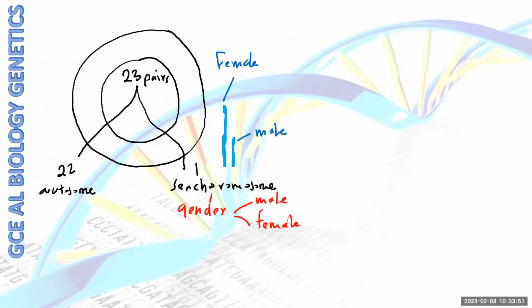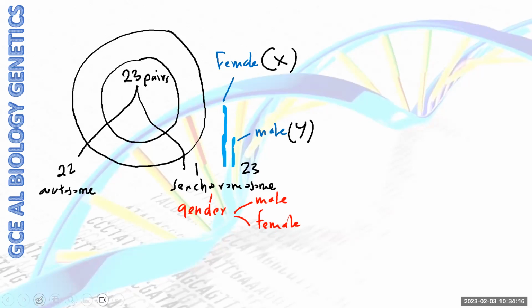And this is number-wise 23. The sex chromosome has number 23. Male one has a name called X, female has a name called Y. Male has X chromosome, Y chromosome, female has X chromosomes.